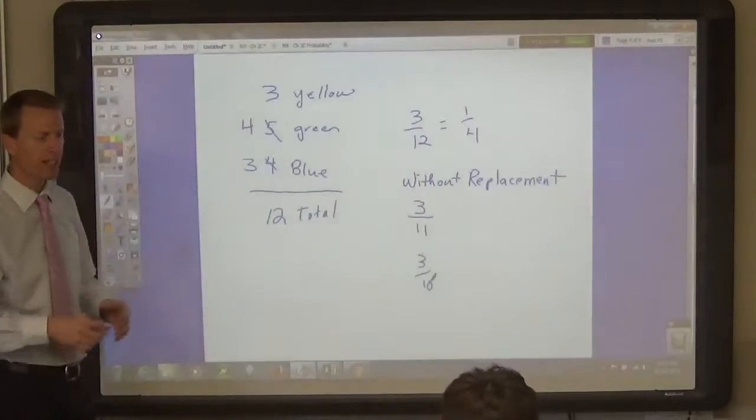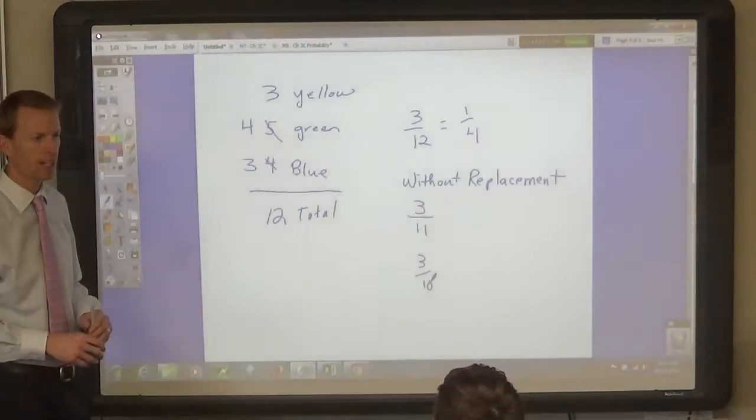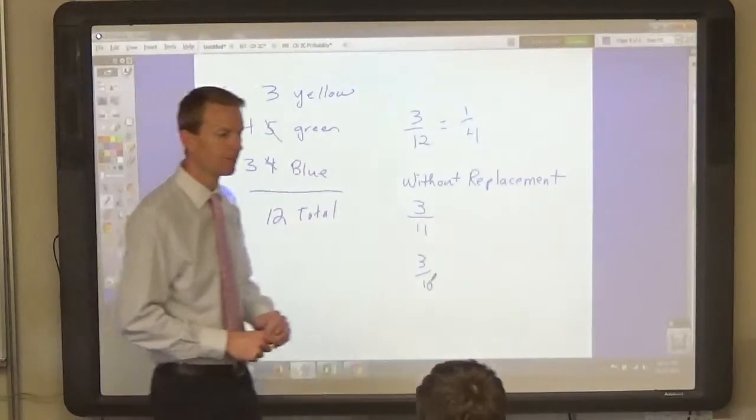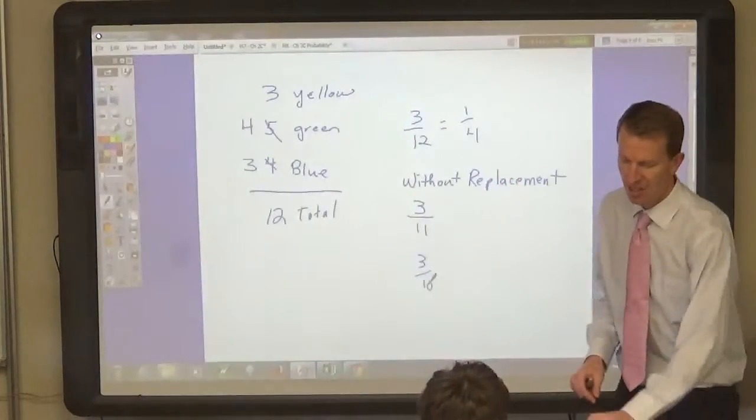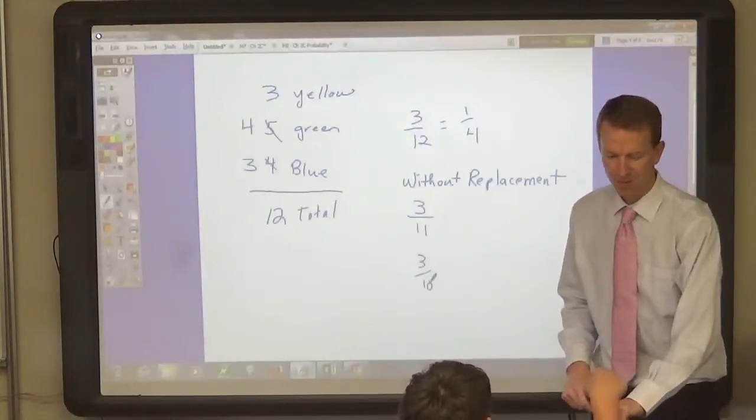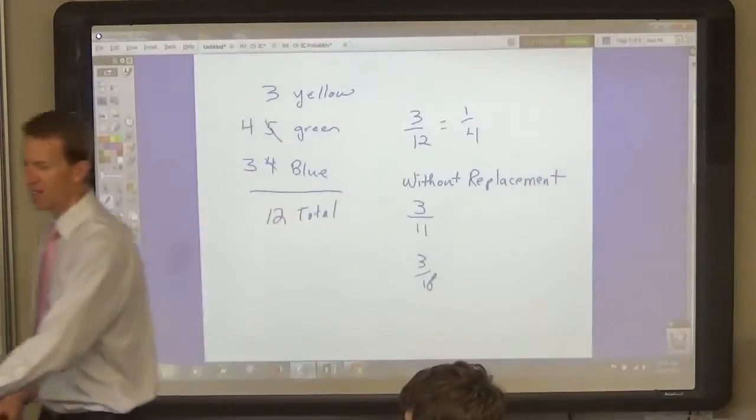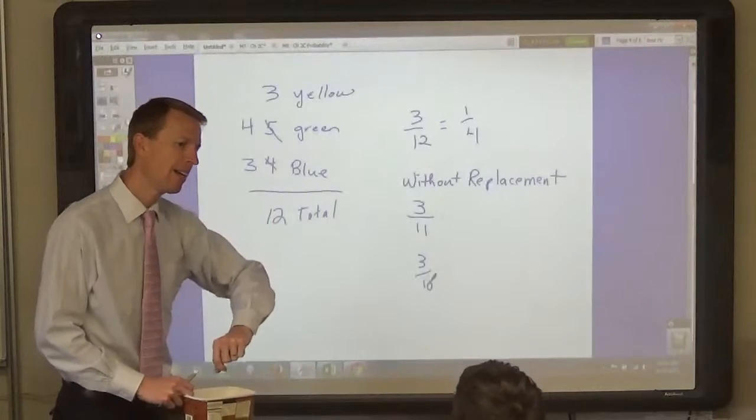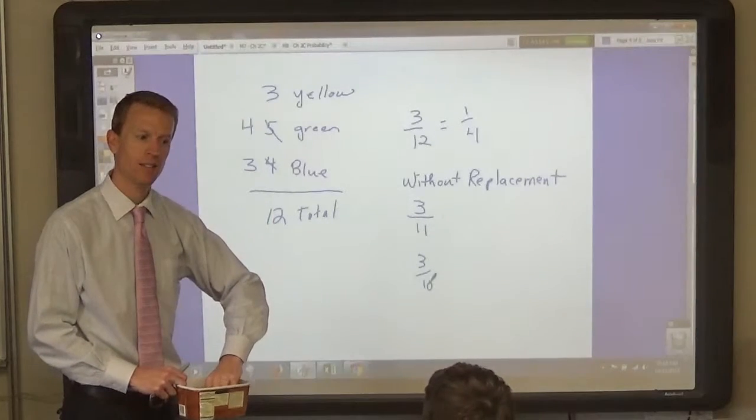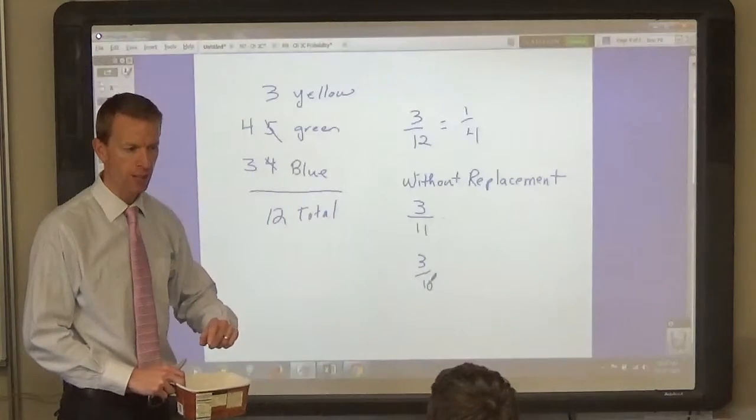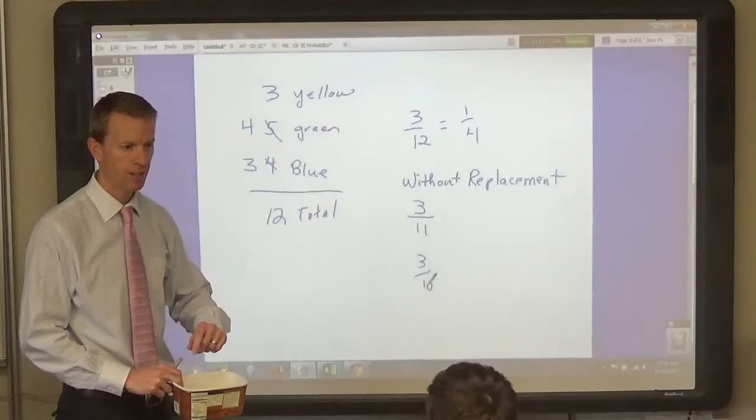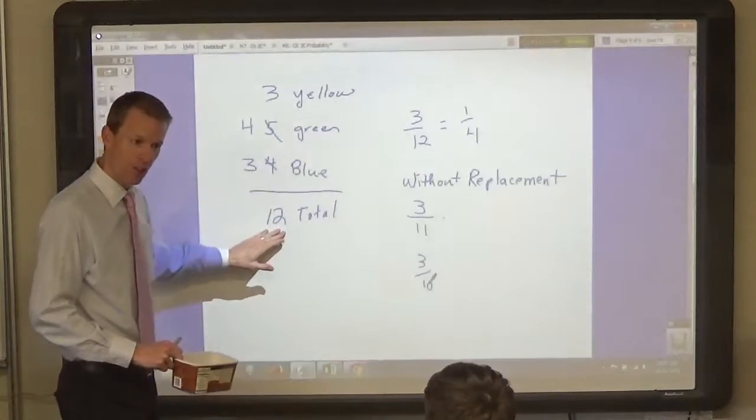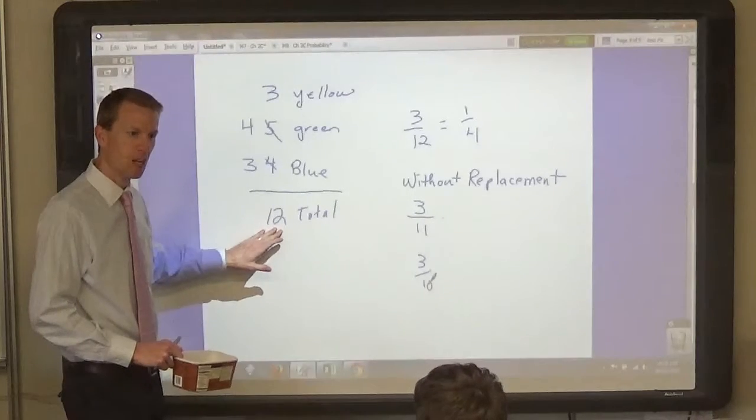What would with replacement be? What would that mean? Adding the chip back in. So if we pull one out and we put it back in after we pull it, then that's called with replacement. Okay? It keeps the total the same, doesn't it? Yep.